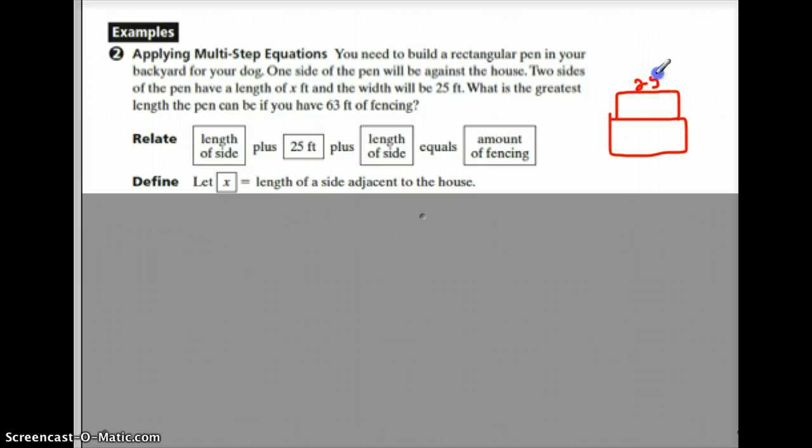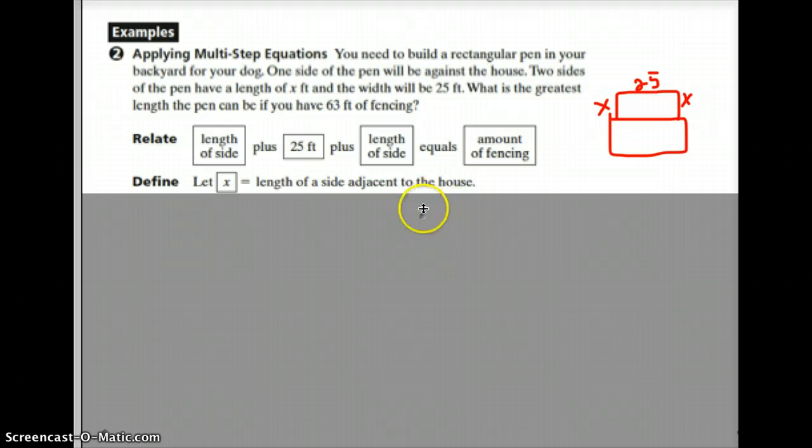And the sides are each going to be x. Now, with our fencing, we are using perimeter here. So we only have 63 feet of fencing. So if we let x be the 2 sides, and then 25 is our width here, and remember the house is going to be the other width, so we don't need fencing there.